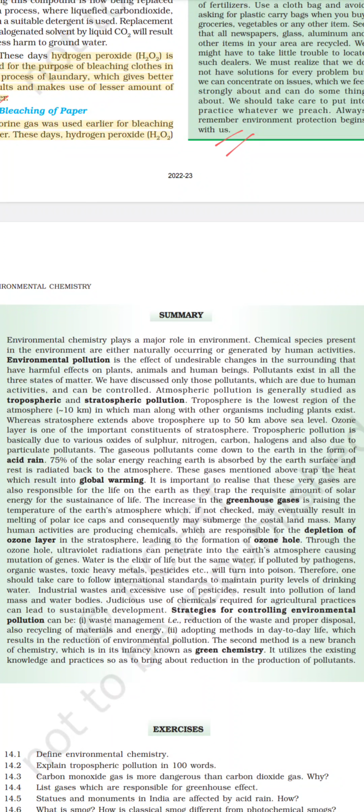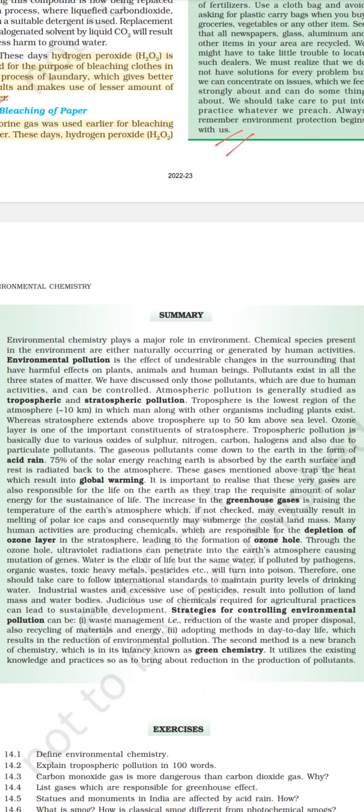Many human activities are producing chemicals which are responsible for the depletion of ozone layer in the stratosphere, leading to the formation of ozone hole. Through the ozone hole, ultraviolet radiations can penetrate into the earth's atmosphere causing mutation of genes.